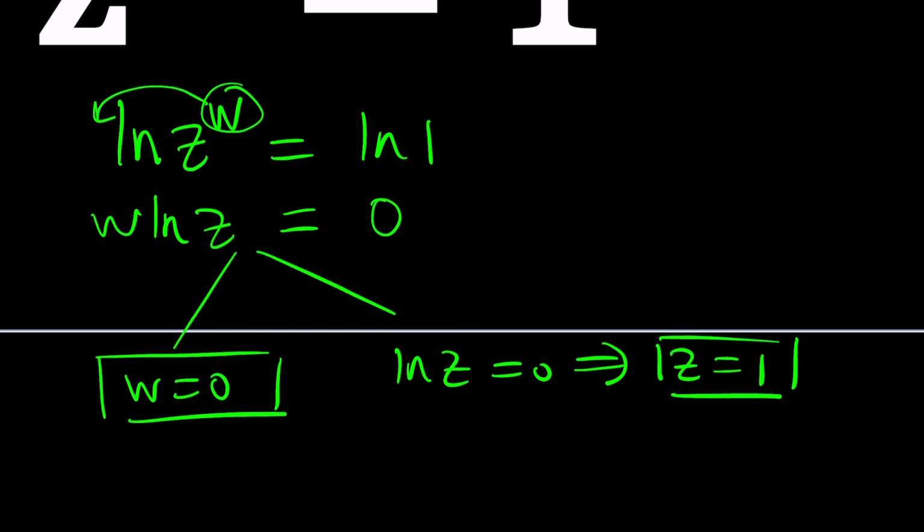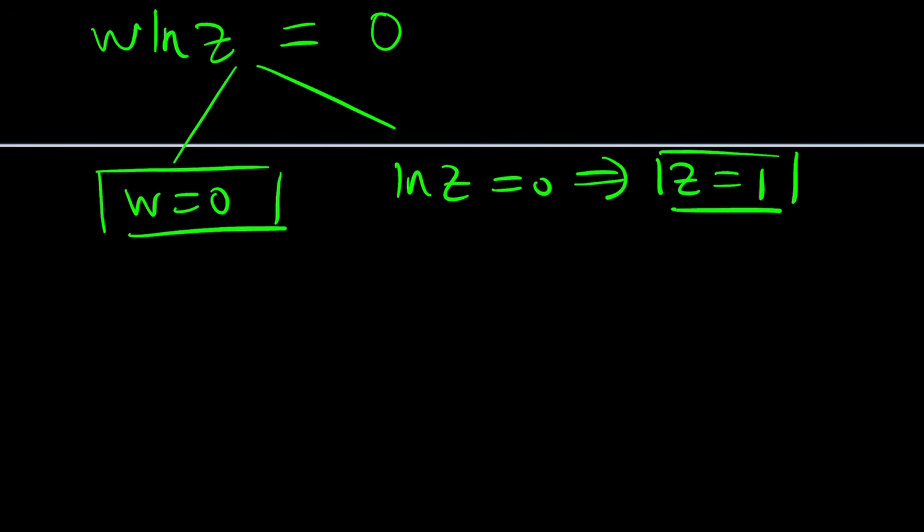So this means that if w is equal to 0, like z to the power 0, we always get 1. And I know some people are thinking, okay, but as long as z does not equal 0, right? Wrong. Because 0 to the power 0 can also equal 1.